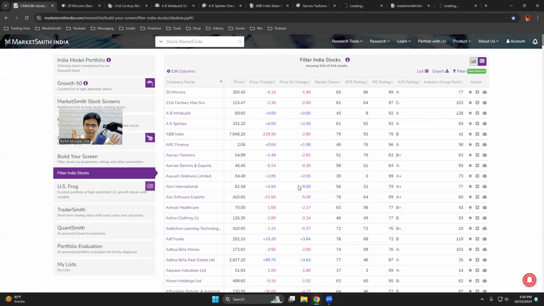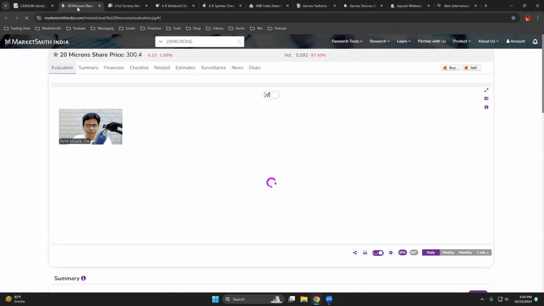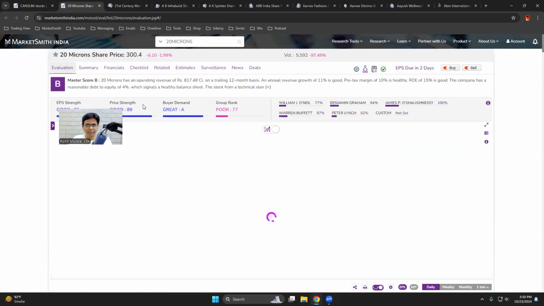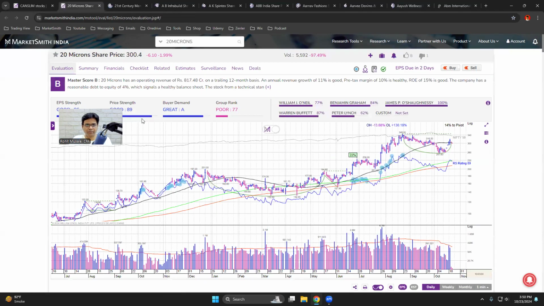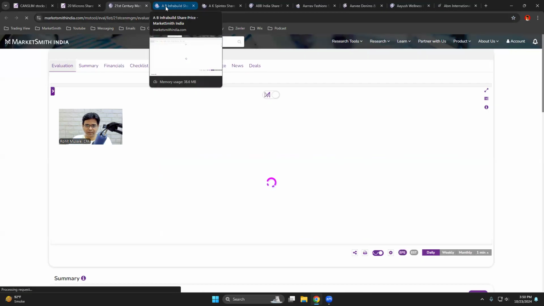See, some of these stocks, maybe 200 out of these, have a red flag on them. What do I mean by red flag? Let me show you. So this is 20 Microns. Let me see whether this stock is showing a red flag or anything that makes me reject the stock. Okay, let's look at this. Does this have a red flag?